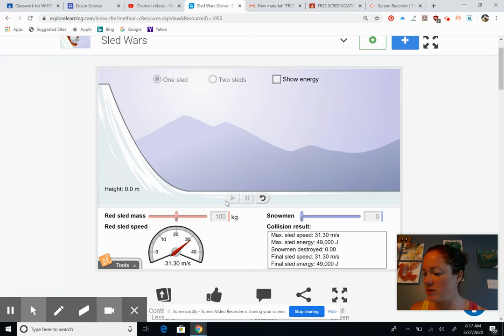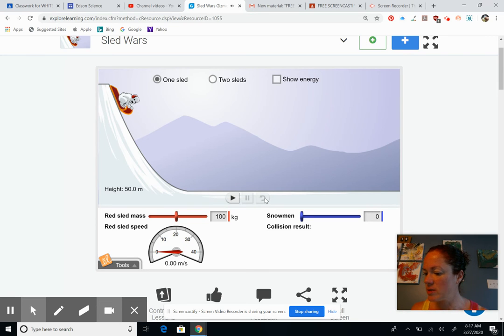All right, so moving on to 2, we're going to click reset. Set the red sled mass to 10 kilograms, click play, and then pause the sled after it reaches the bottom. All right, so we're going to look at the speedometer. The speedometer is saying that we're at 31.30 meters per second.